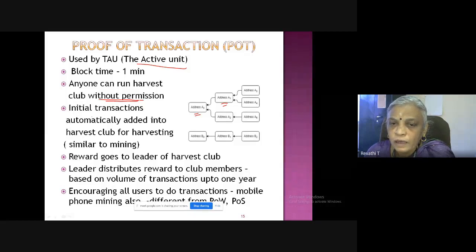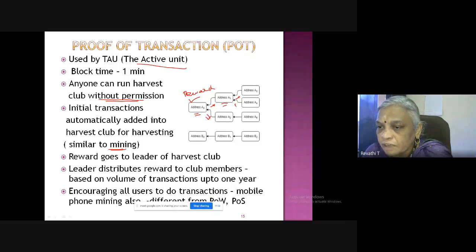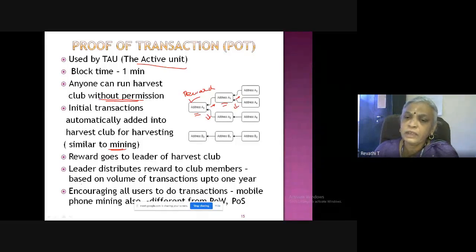Here all initial transactions will be automatically added into this harvest club for harvesting. Harvesting is similar to mining, only the name is harvesting. After the mining is over and the block is added to the network, the leader will get the reward. Once he gets the reward, he will give a share to all his participants. For instance, A1 will give a share to A3 and A4. Like that, everything will be shared.